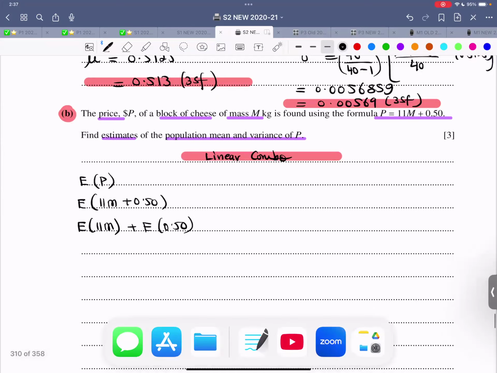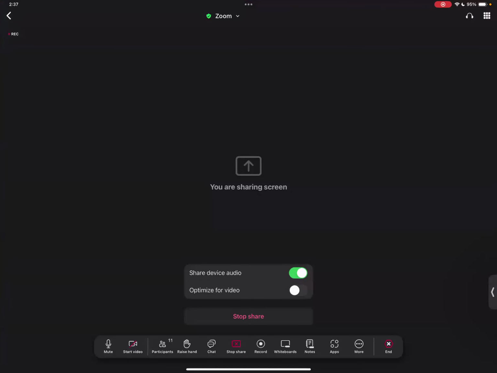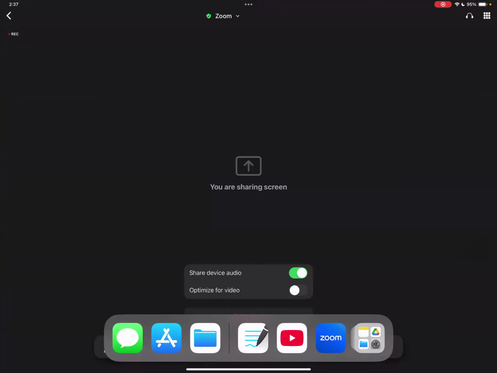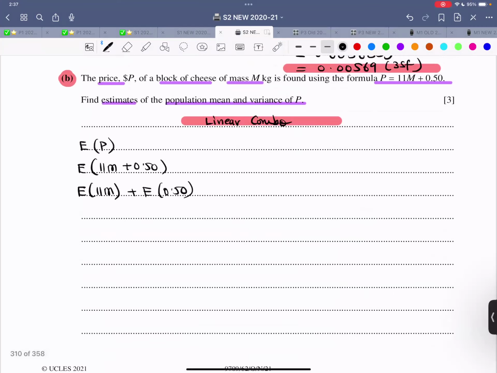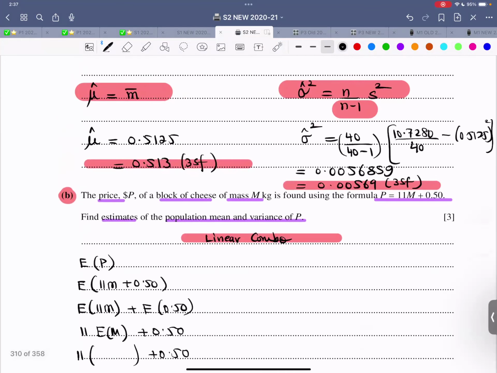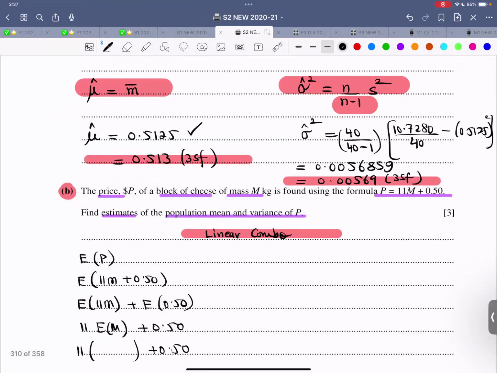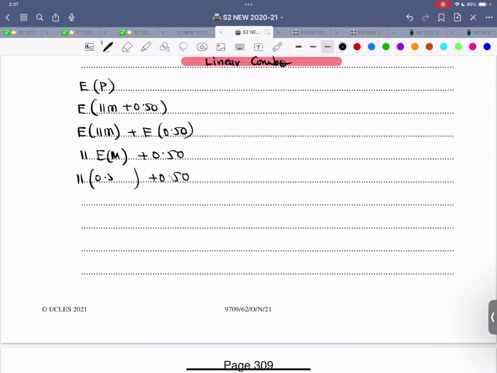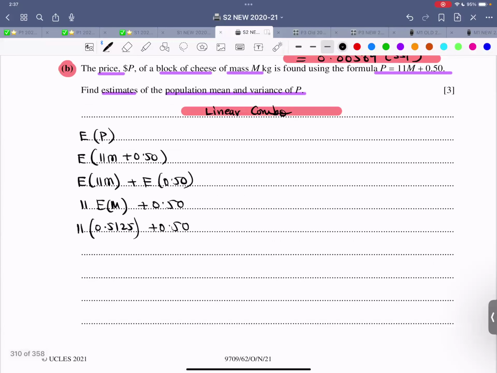Let me just double check everything. The voice is all clear. So now this is 11 times the expectation of m plus 0.50. That is 11 times some value plus 0.50. What is this value? Use the unrounded 0.5125. So 0.5125. I'll use the calculator in a short while. And make sure to write all these equal signs over here.